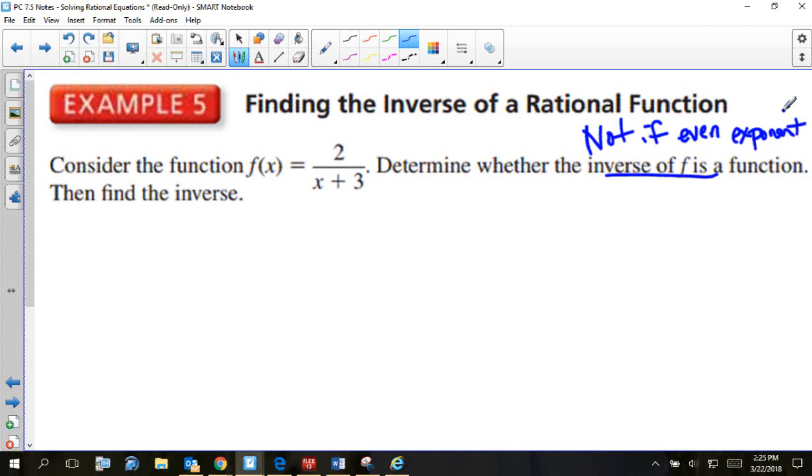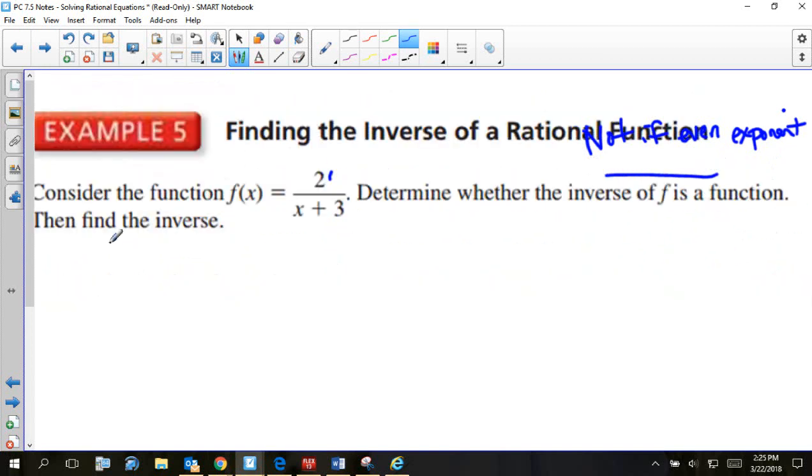If the exponent on like the x is even, then our function will not be an inverse. I mean, now our inverse will not be a function. So determine if the inverse is a function. You look at your x, is that even or odd on the x exponent? Odd, so if yes, it will be a function. If it was a square, then you say nope, not a function. Then we have to find it. So how do we find it?